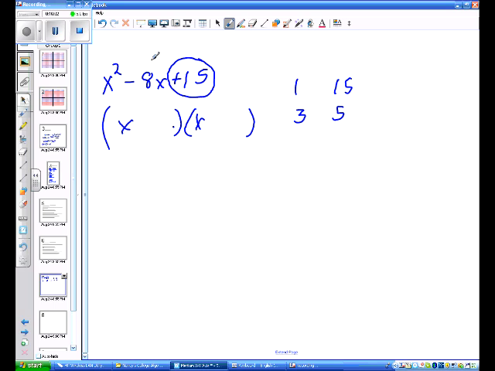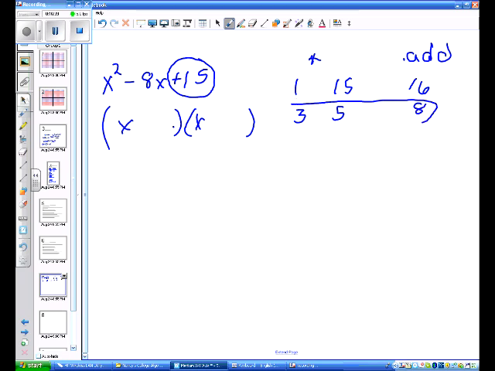Well, we get the middle number by combining them. So we think of our rules for addition. If the signs are the same, you add. So since this was a plus and it told us that our signs were the same, that means we're going to add to get 8. So we wanted them to multiply to be 15, and we wanted them to add to be 8. Well, these add to be 16, and these add to be 8. So these are the ones we're going to use.